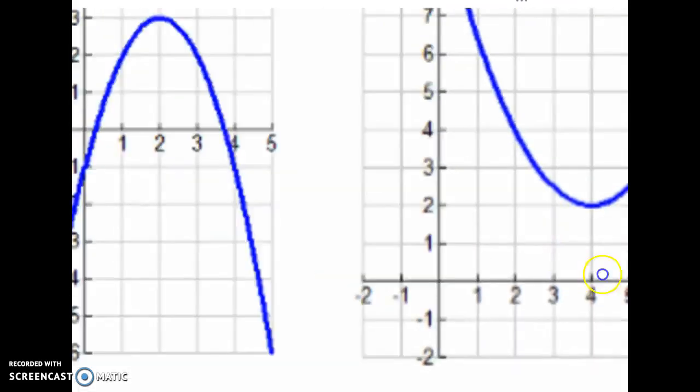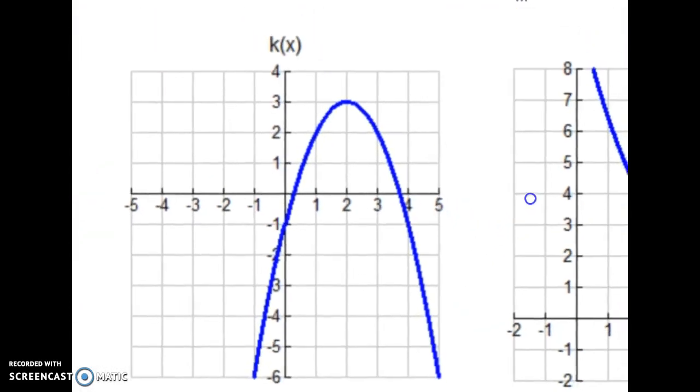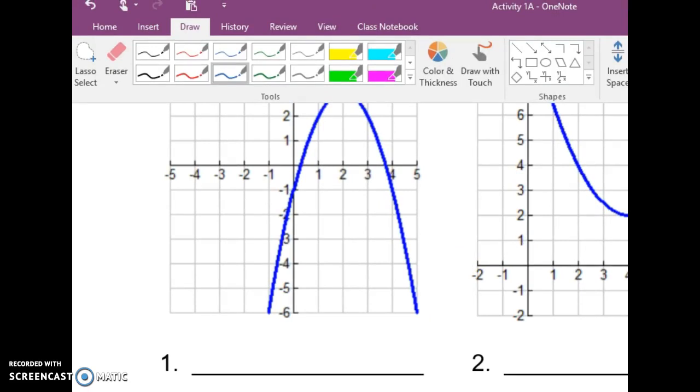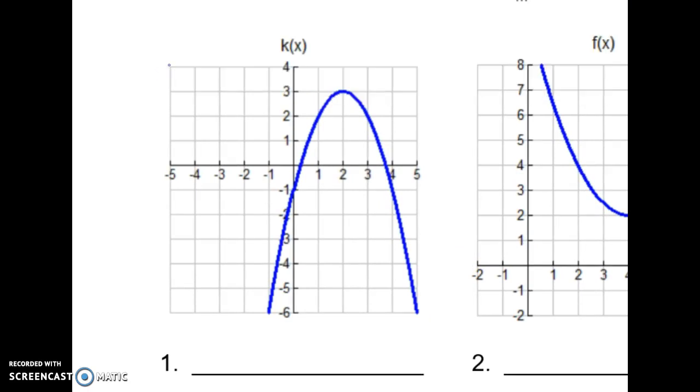So let's zoom in a little bit on, let's say, this graph right here. And what we want to do is figure out where is the vertex. And then once we know where the vertex is, we want to figure out the equation of the axis of symmetry. So because this graph is concave down, we know that the vertex is going to be at the high point, which is right here at 2, 3. The axis of symmetry is the vertical line that goes right through that vertex. So again, a vertical line is an x equals. We know that the x-coordinate of the vertex is 2. So our axis of symmetry is x equals 2.